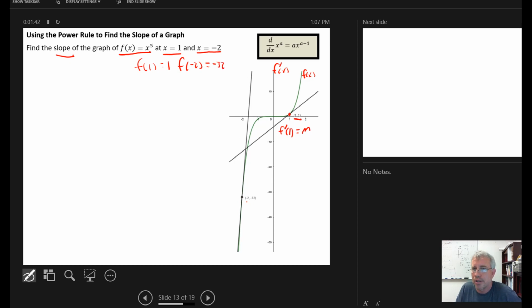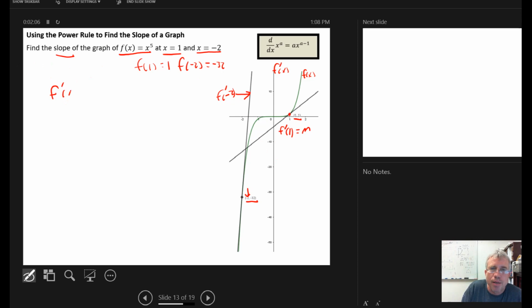Similarly, if we plug in -2 to our function f of x, we get -32. So the ordered pair (-2, -32) is on the graph of f of x. And if we want to know the slope of the graph at that point, we just need to find the slope of the tangent line at that point. So we need to find f prime of -2, the x-coordinate of that point on the graph. So we need the derivative of f of x.